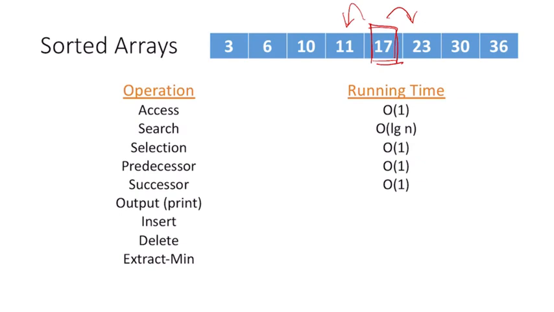How long does it take to access all elements? So that's what I have here for output. For example, if you want to print all elements. Printing all elements means you're going to do a linear scan through the input. So that's going to be big O of n.